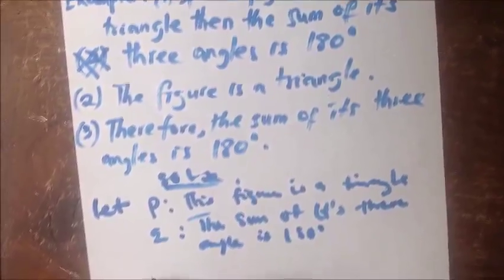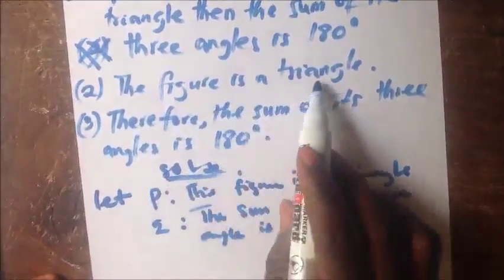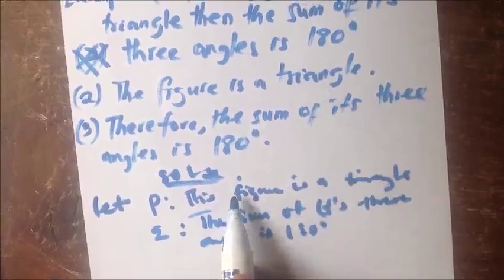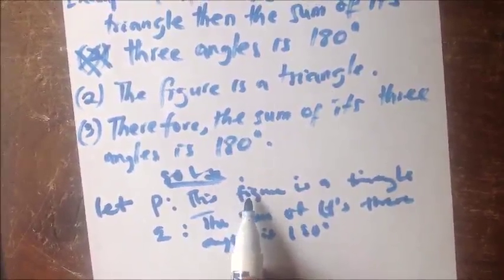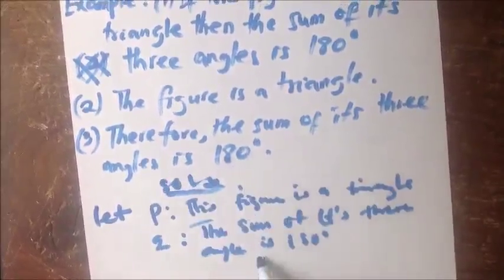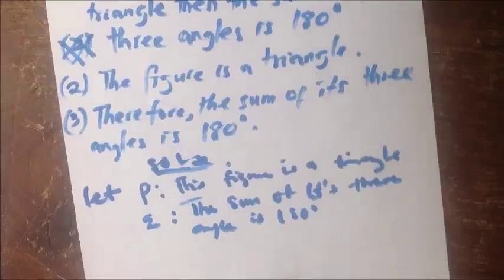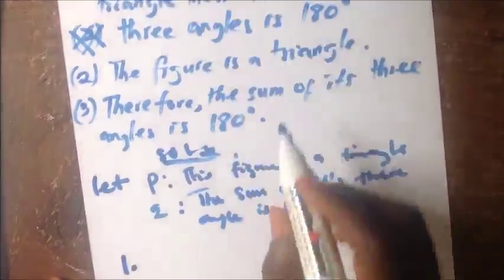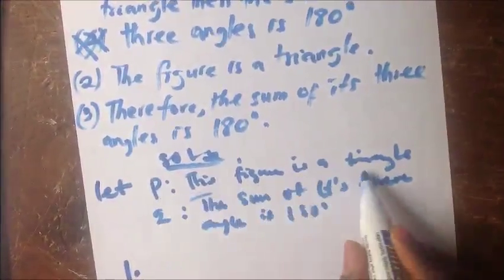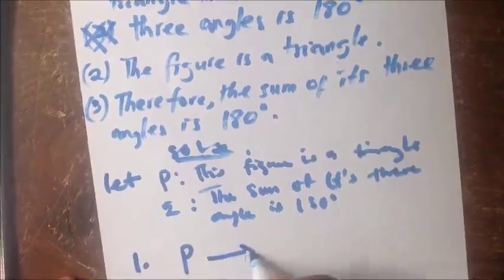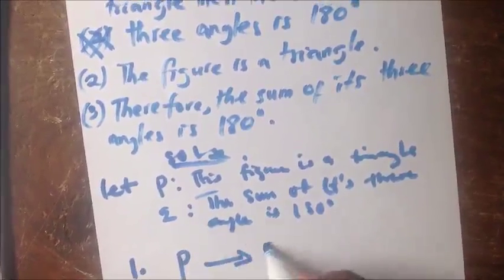And then we have, now say, the figure is a triangle. You see this second statement is something as what? P. So we need to write it again. Now it's okay, therefore the sum of its three angles is 180, still the same thing as this. So now how can we represent this symbolically? Statement 1 said if P, because P is "this figure is a triangle," then, meaning it's implicative, to Q.